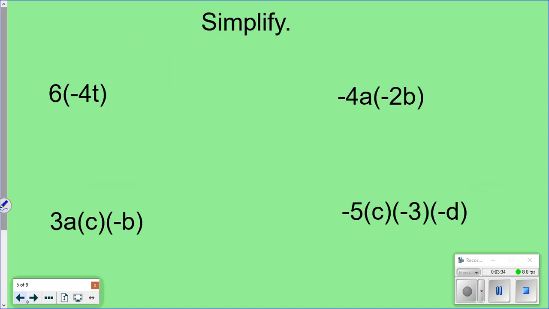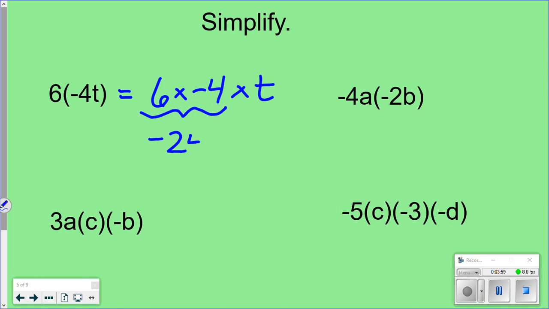Okay, so the next thing we're going to do is simplify. Now you might see problems that look like this. So let's talk about the top one. We have 6 times negative 4t. What this really means is you're multiplying all of them together. So in reality, I'm going to write this out. It's going to be 6 times negative 4 times t. So that's what it looks like in expanded form. Multiply these two first. This would be a negative 24, and then you're going to multiply by t, but we don't know what t is, so you can leave it as negative 24t.